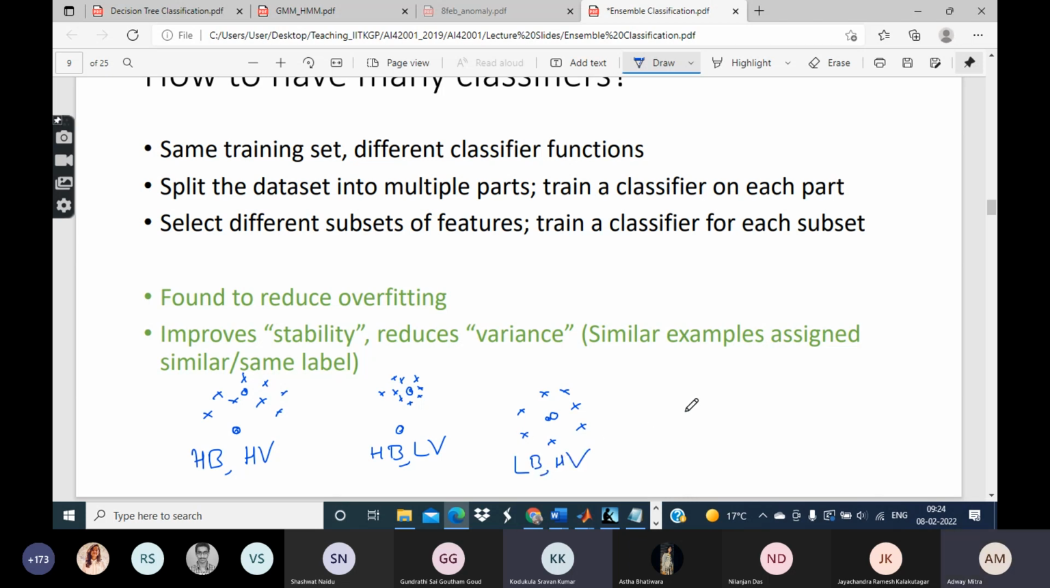And finally, the best case scenario is of course like this. So this is a case of low bias, low variance.